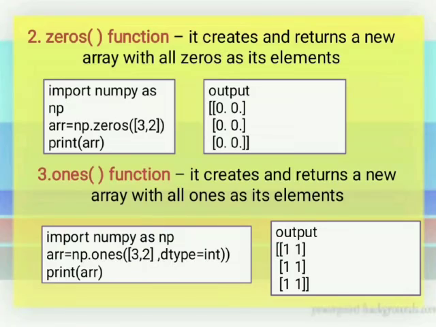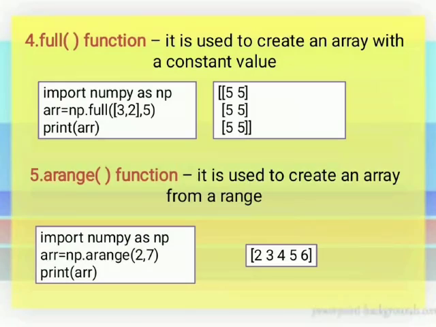The next function is ones. Now we want to initialize with the help of 1, not zeros. So it creates and returns a new array with all ones as its elements. So here it is, import numpy as np, arr is equal to np dot ones 3, 2. What is 3, 2? It is again the dimension. And when we print it, then we will get the values as ones.